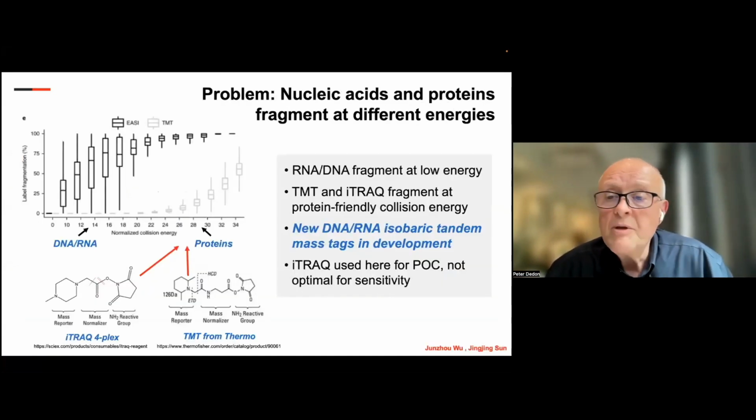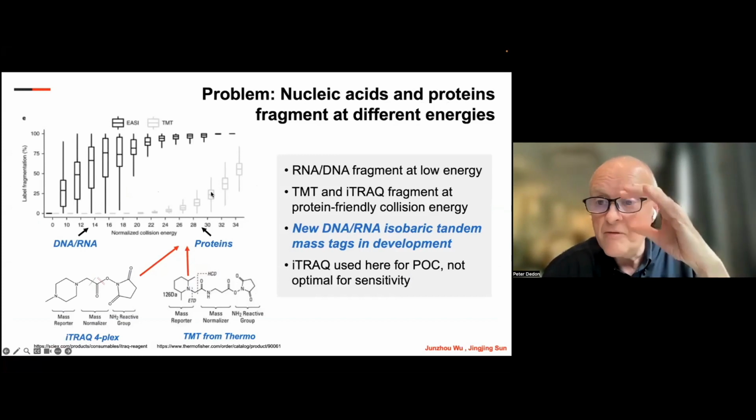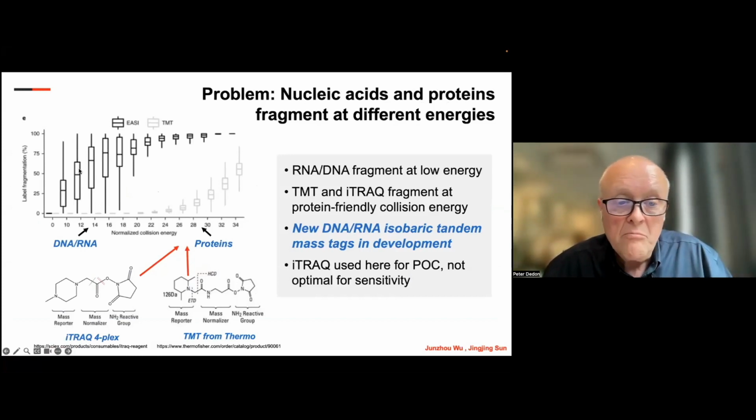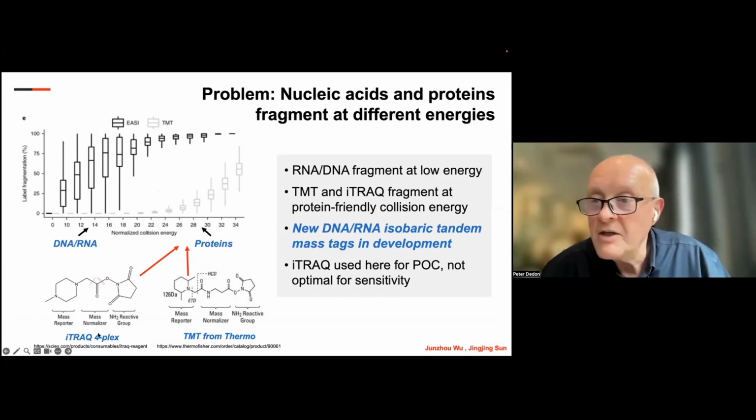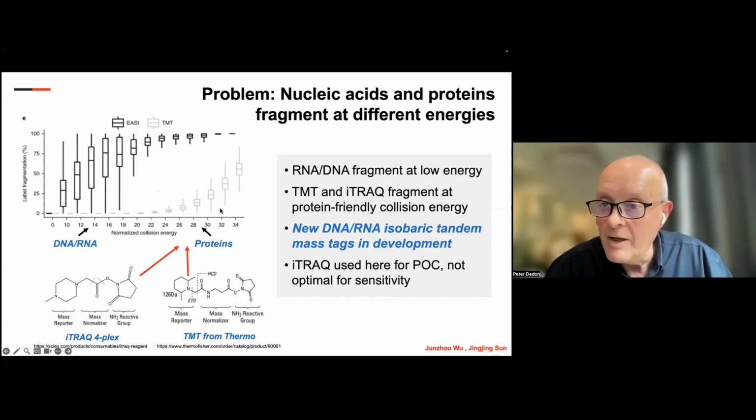So here's a problem. In the mass spec, DNA and RNA are actually very delicate relative to proteins. Proteins require a high energy to fragment them into pieces for proteomics. Much lower energies are needed for DNA and RNA. So the tags, the TMT from Thermo and the iTRAQ isobaric tags, are designed to fragment at the higher energy of protein fragmentation. So we've invented a new RNA isobaric tag. Junzo Wu in the lab now has this being piloted and tested. Today, I want to talk about applying iTRAQ tags as a proof of concept. It's not perfect, but it gets the message across pretty clearly.